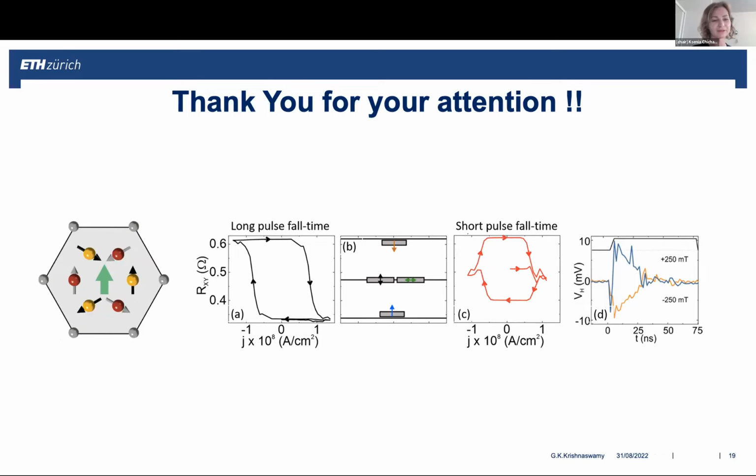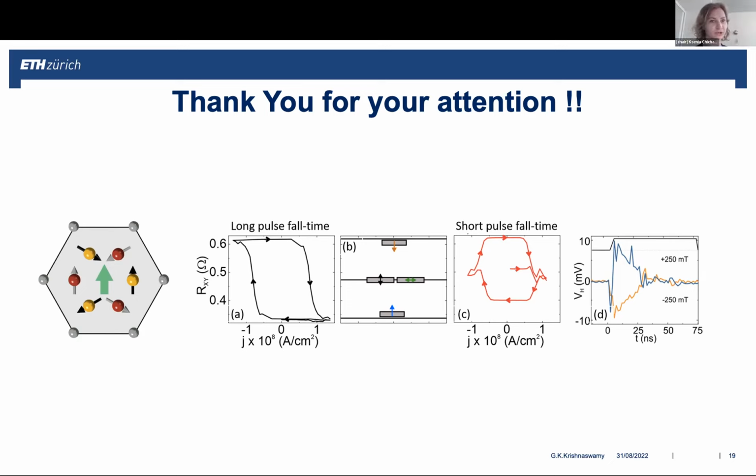Sorry, probably I missed it, but what is the thickness of these thin films and what is the Néel temperature for this material? So the thin film is 50 nanometers of manganese 3 tin with 7 nanometers or 5 nanometers of platinum on top. So it's quite thick. So it's actually quite impressive that you can switch an antiferromagnet that's 50 nanometers thick. And I'm sorry, what was the second question?